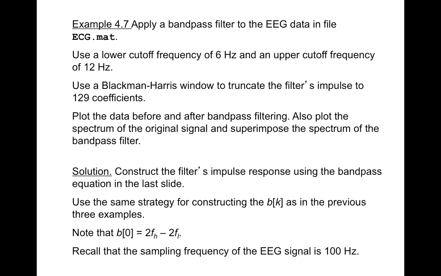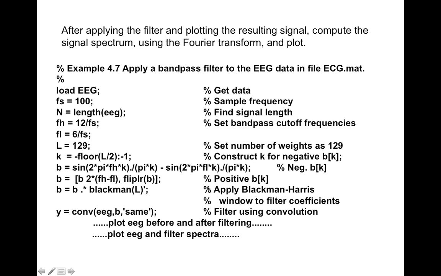Here's my band pass filter problem. In this case, we want a lower cutoff frequency of 6 Hertz and an upper cutoff frequency of 12. We want to use the Blackman-Harris window. We want to use 129 coefficients. So in this case, we'll have a high pass part and a low pass part. So we'll have that our B sub 0 is 2 times the high pass cutoff minus 2 times the low pass cutoff. Our sampling frequency is 100 Hertz.